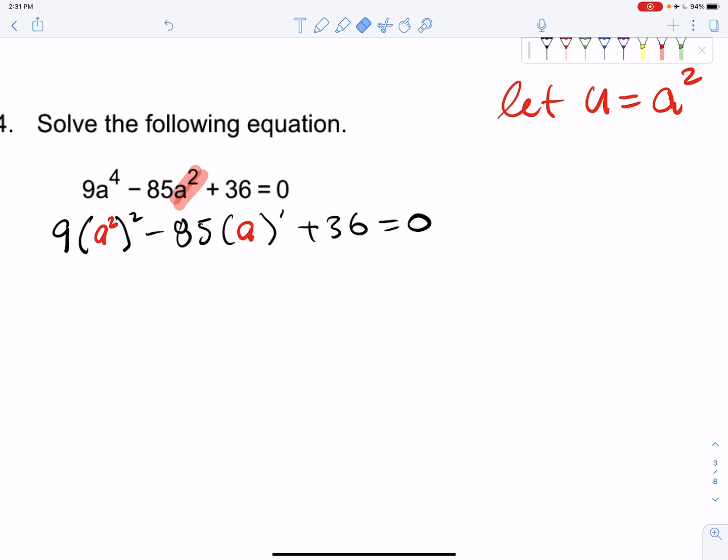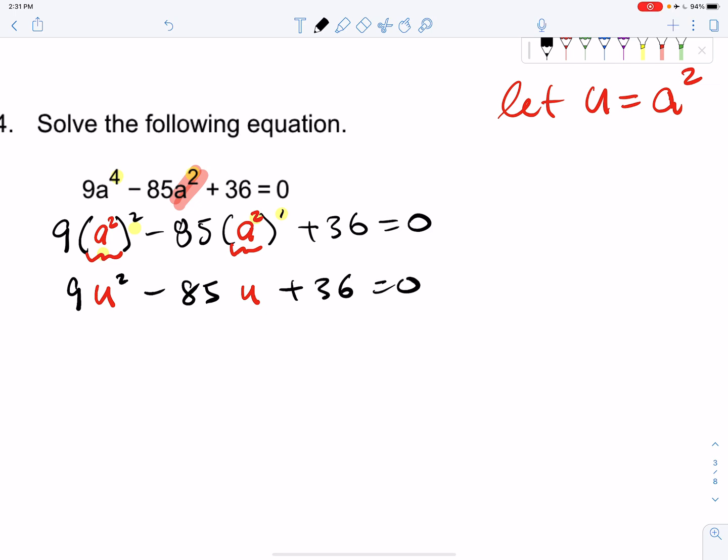And I put in an a squared here, you will see that a squared raised to the second power is just a to the fourth. So that matches, and a to the second raised to the first is just a to the second. So that matches. So those two equations are identical, and that helps you to see that I'm going to do my u sub. I'm going to replace this a squared with u. Replace this a squared with u. And so then I've got 9u squared minus 85u plus 36 equals 0.